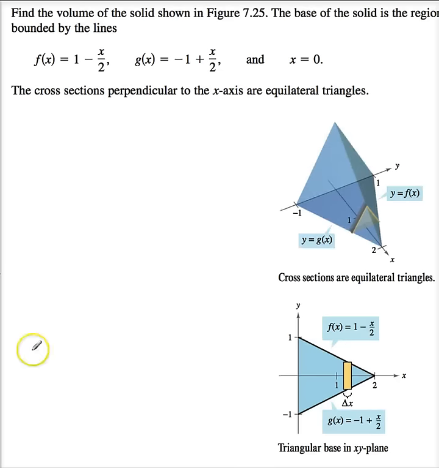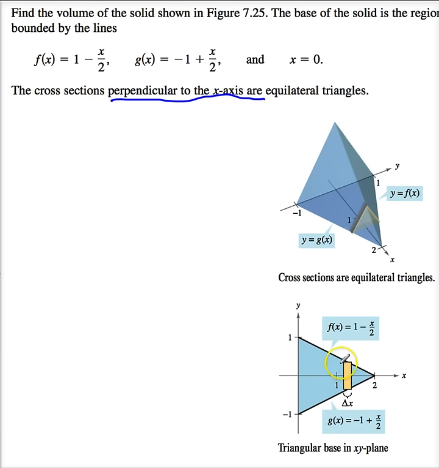Let's try one here. Suppose I want to find the volume of the solid given by the lines. You can do this rendering. I can't, so I don't even try. So the function f of x is 1 minus x over 2, and then g of x is minus 1 plus x over 2, and x equals 0. And it states the cross sections are perpendicular to the x-axis, and they're equilateral triangles. We'll get to that in a minute.